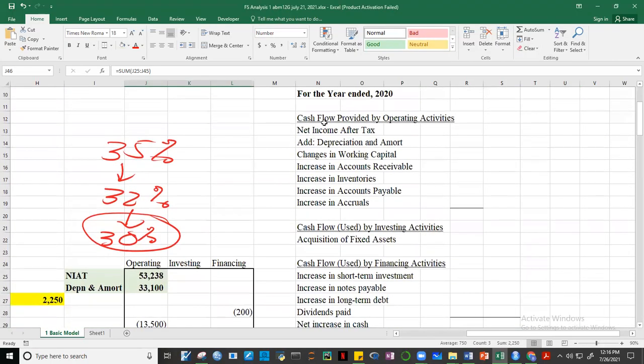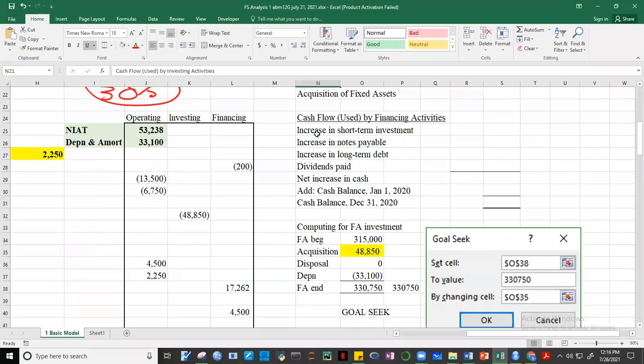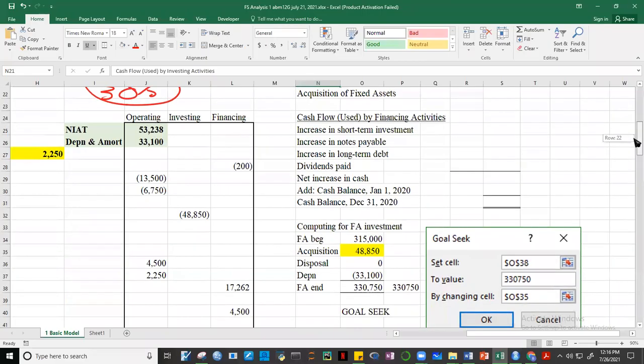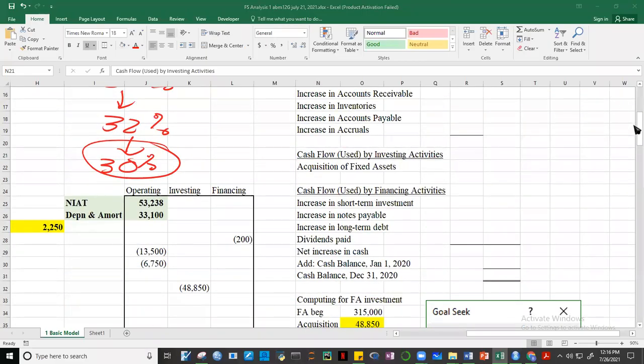Okay, so ito na yung tatlo natin. Cash flow provided by operating, cash flow used by investing, and cash flow used by financing. Okay, so let's take a look at how this is done.